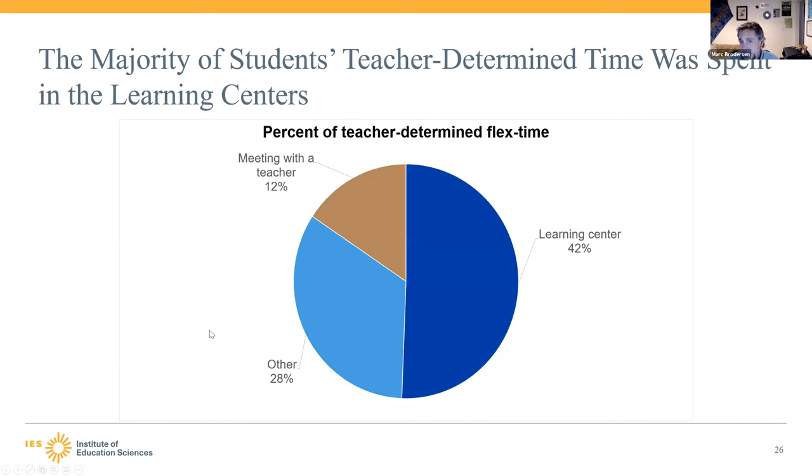So when teachers determined how students use their flex time, and if you recall, it was about 3% on average of their time, you can see that the majority of that, 42% of that time, they asked the students to go to a learning center, whereas 12% of the time they were meeting with a teacher. 28% of the time was other, and I think Tom or others can correct me if I'm wrong, but a lot of that time might be being sent to complete an assignment or to retake a test or something along those lines.